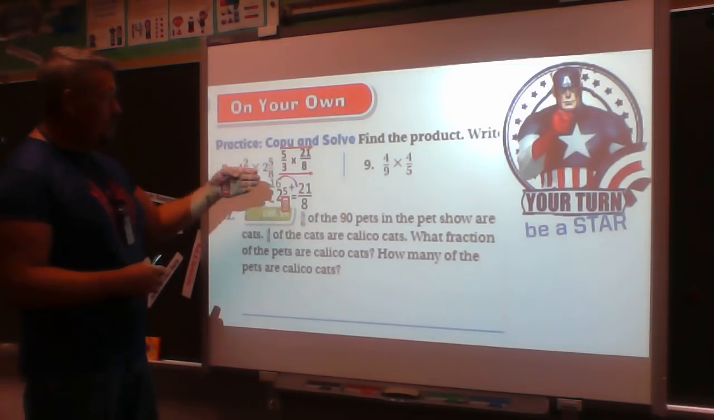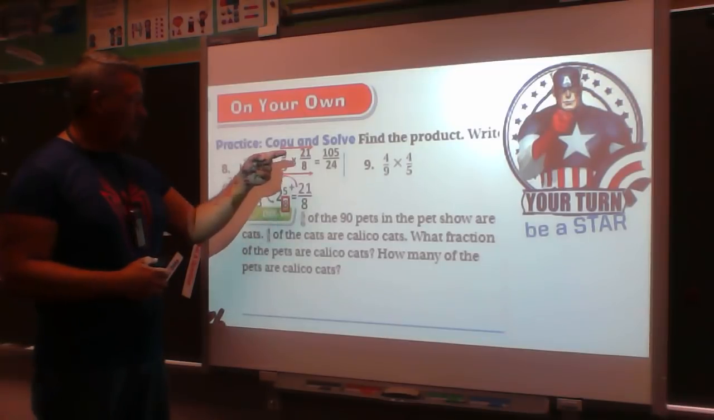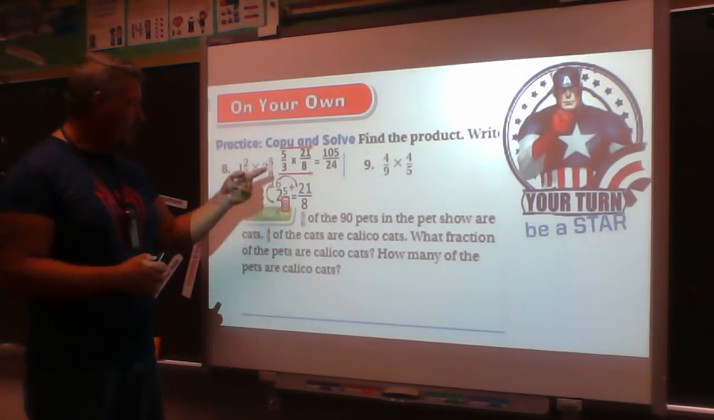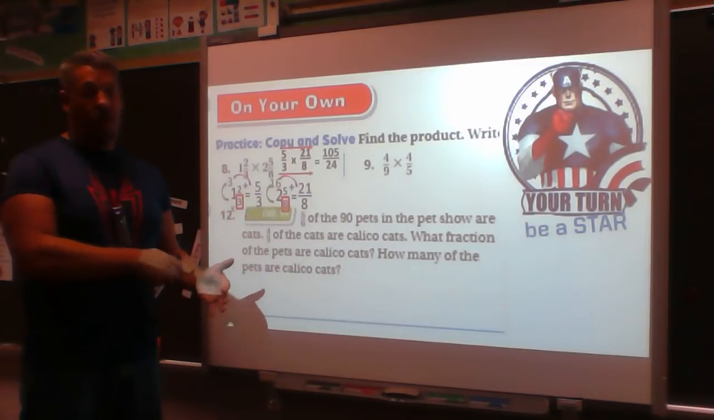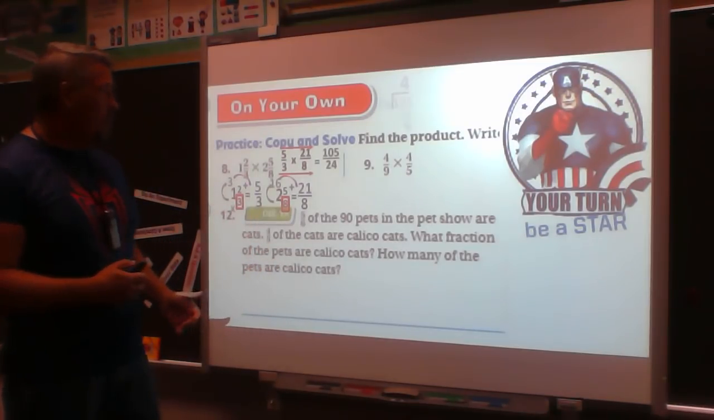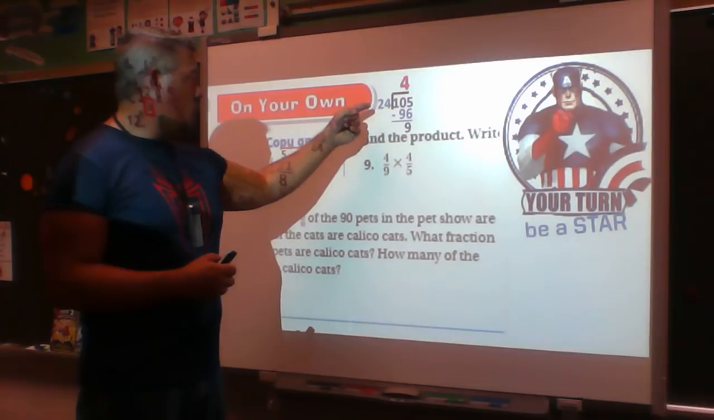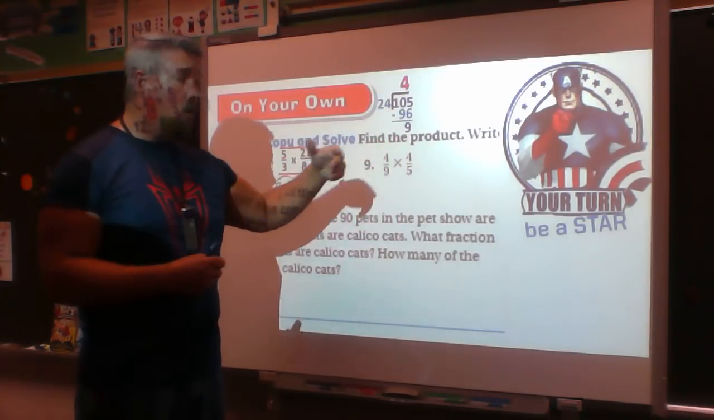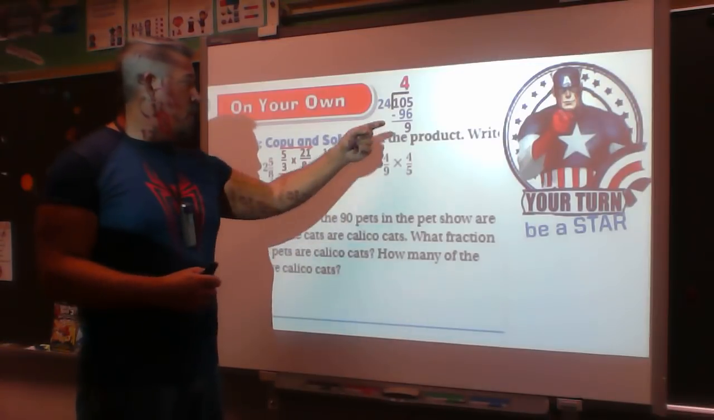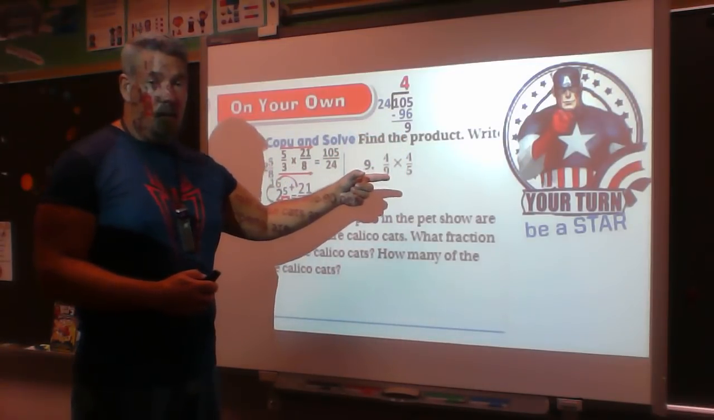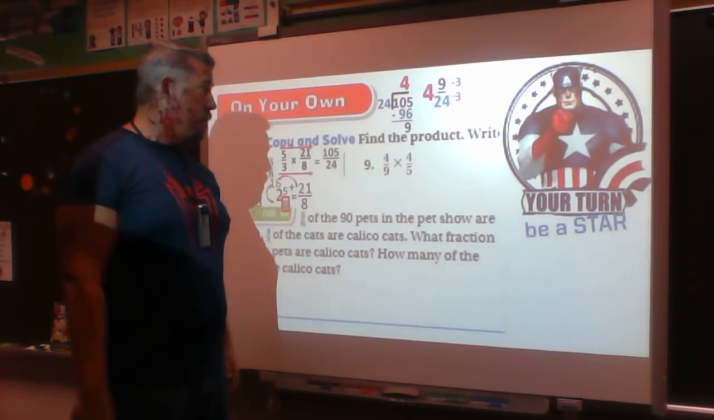When you multiply across then, you take 5 times 21, which is 105, 3 times 8, which is 24. And then you have to change it, right? You have to make that mixed number. And reduce if you can, but 24 goes into 105 4 whole times, because 4 times 24 is 96. And then when you subtract, you have a remainder of 9 and a denominator of 24.